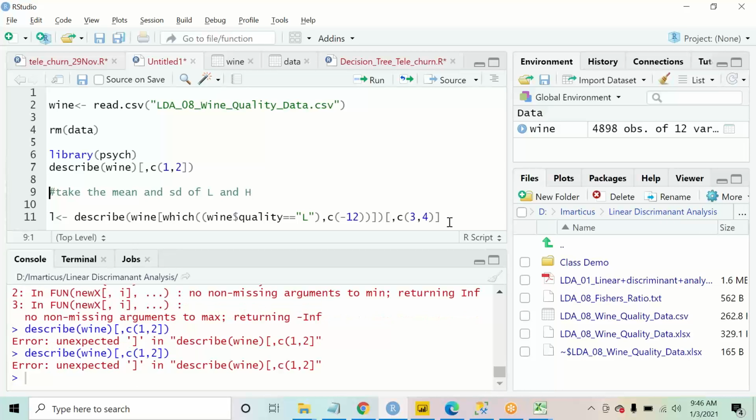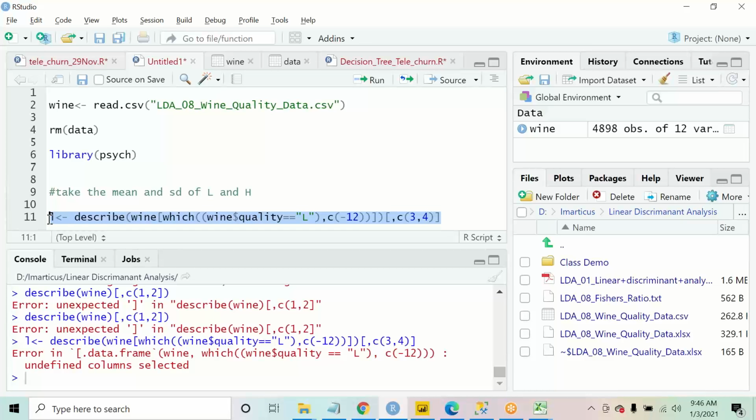So this is the same thing that I've done over here. Oops. What is? First thing wrong, undefined selected columns.